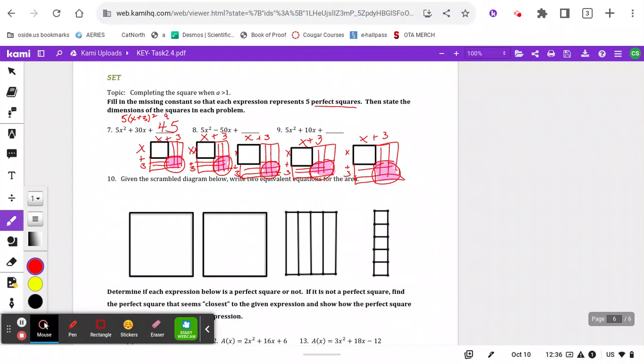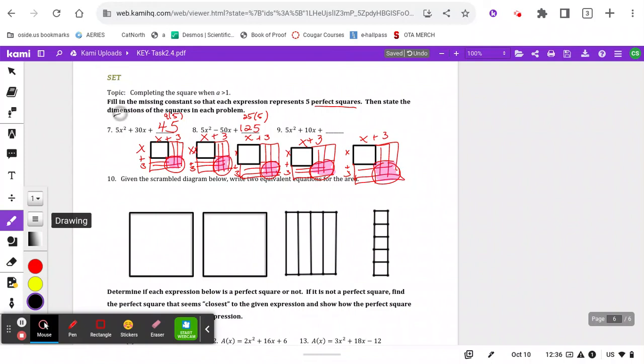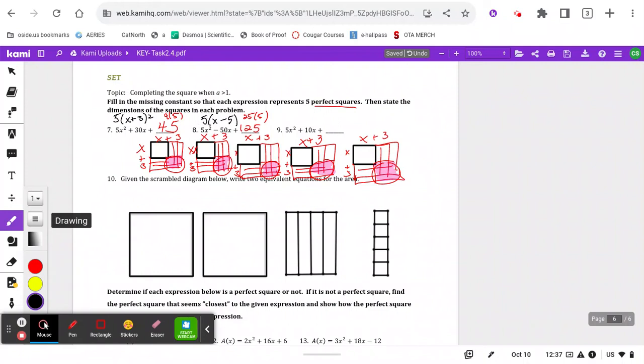So up here was 9 times 5. Here is going to be 25 times 5. And then what does that break out to be? That's the 5 times x plus 3 squared. And this one's going to be the 5 times x minus 5 squared. All right, pause it and try the last one on your own. Okay, 10 has to get split up by 5 squares.